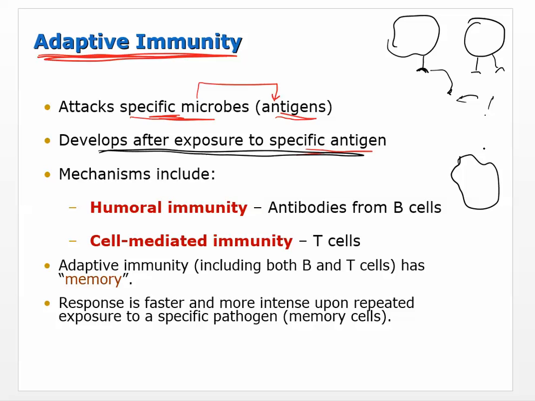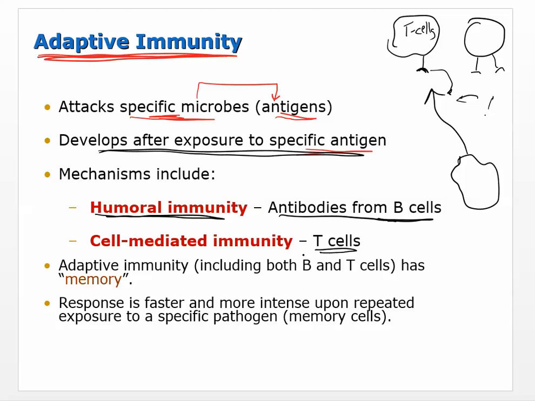Okay, so the macrophages are initially going to tell the T cells what's going on. Once we have this adaptive immunity, once we've recognized a specific pathogen, that's when we have this humoral immunity. And I know I'm repeating myself, but humoral immunity means it's floating around, and those are the antibodies from B cells. So B cells are associated with humoral immunity. Cell-mediated immunity, T cells. T cells are associated with that.